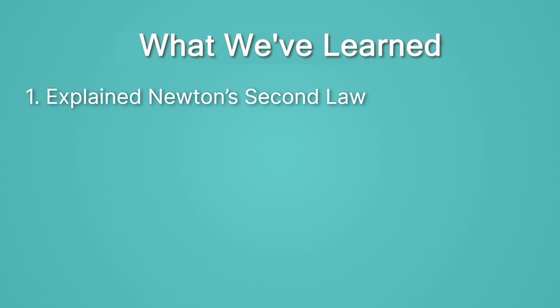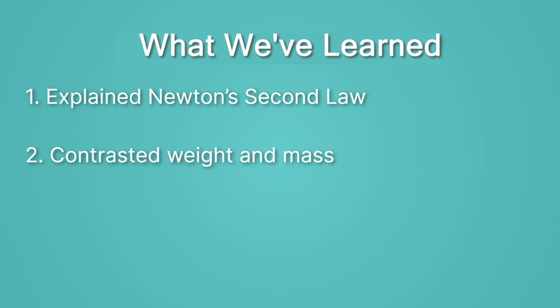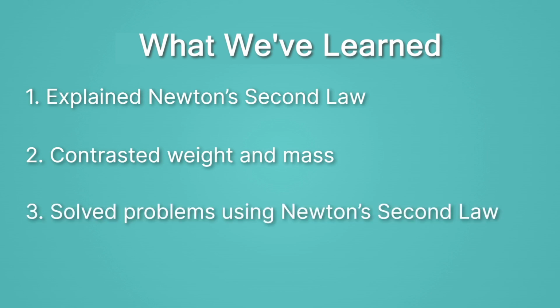Let's summarize what we've learned. We've explained Newton's second law, that it tells us that force is equal to mass times acceleration. We've also contrasted weight and mass. We said that mass is a measure of how much stuff there is, and weight is actually a force due to gravity. So weight changes while mass doesn't. Then we've solved problems using Newton's second law. We saw that we could set up net force equations and solve for how fast things are accelerating or what the force of friction is.